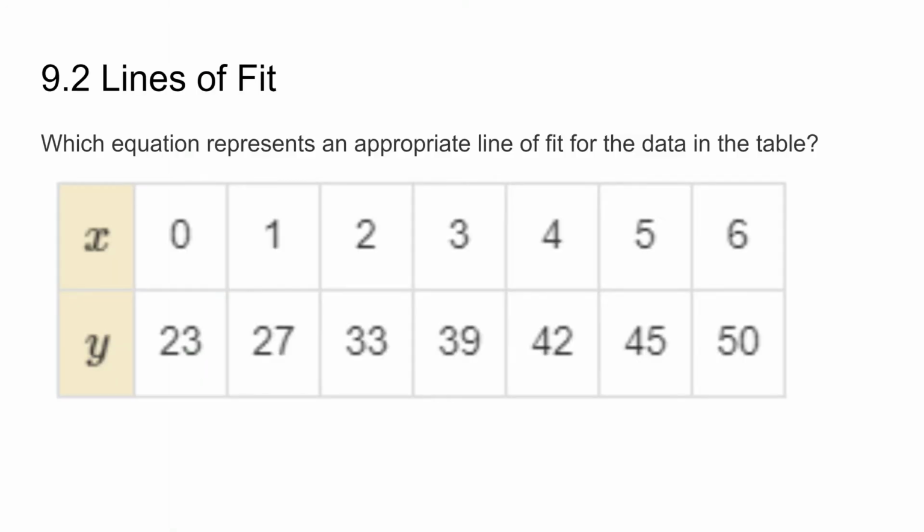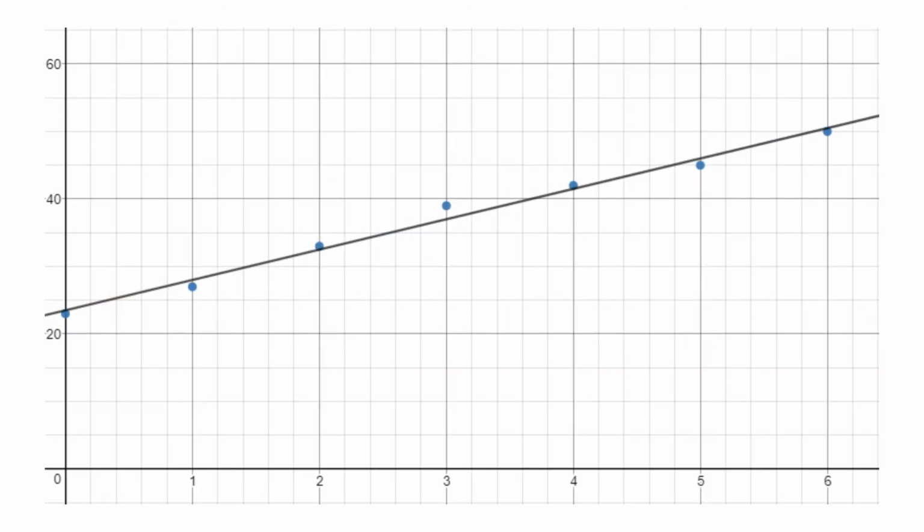Here's another one. It says, which equation represents an appropriate line of fit for the data in the table? Okay, so go ahead and try this one in your notes. Okay, if you're done, let's go ahead and check our answer. All right, so here are the points, and here is a line of fit. As you see, our line of fit is going through as many points as possible with an equal number above and below it.